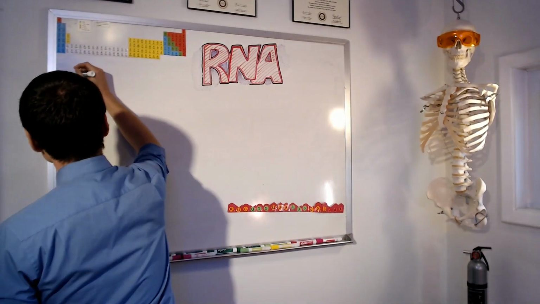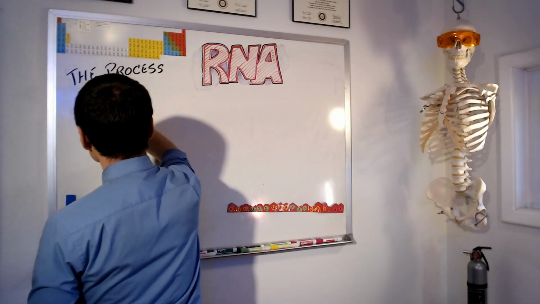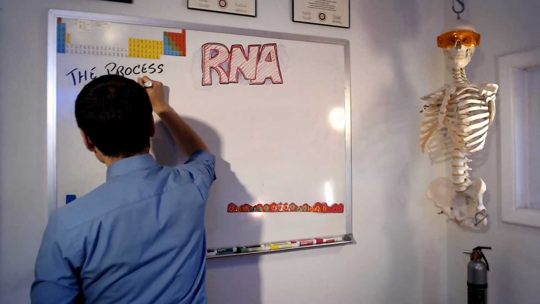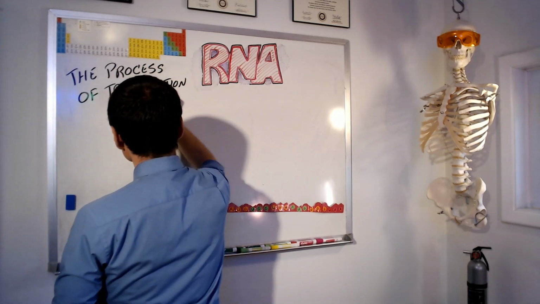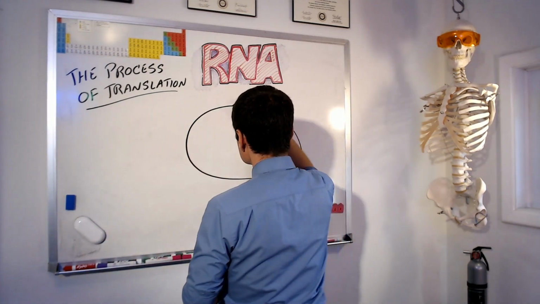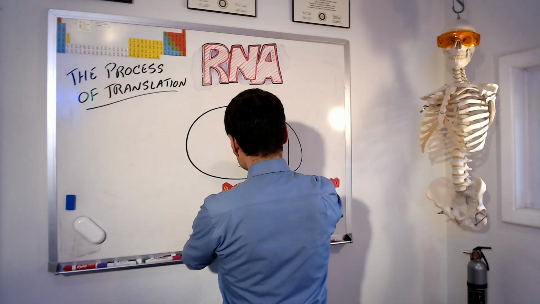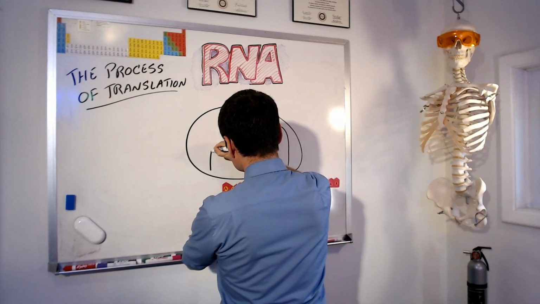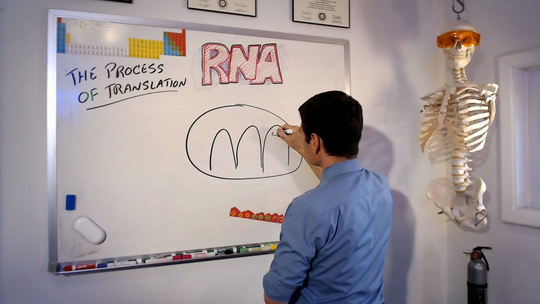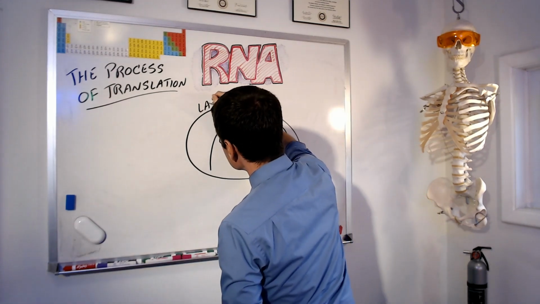The process of translation requires that several different components come together: the large ribosomal subunit and the small ribosomal subunit. The large ribosomal subunit has 3 sites on it. These are the A, P, and E sites. New tRNAs enter through the A site, move to the P site, and then exit through the E site.